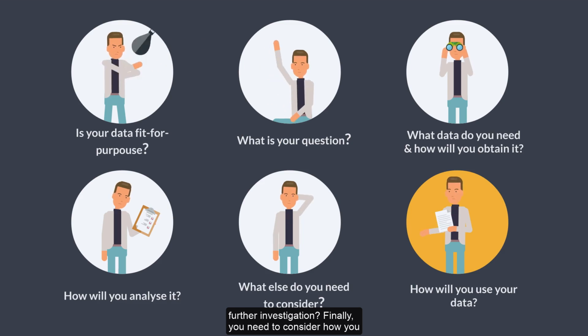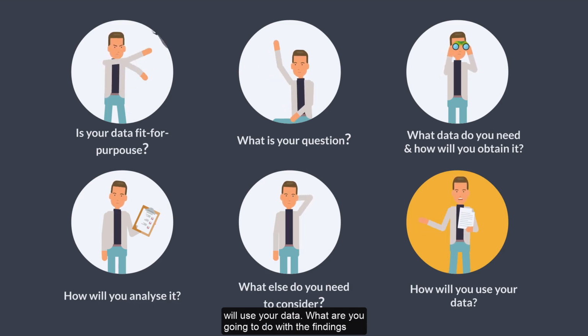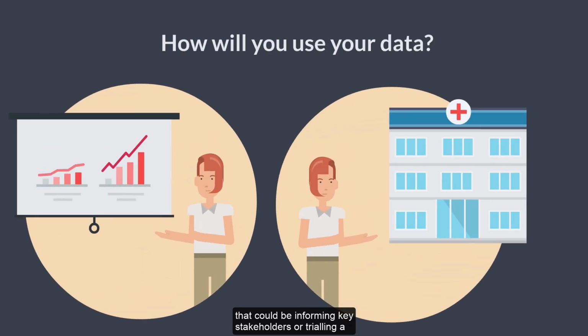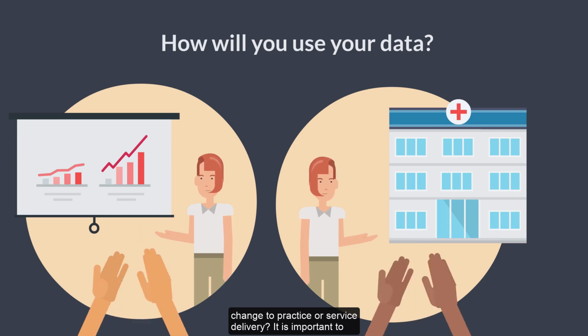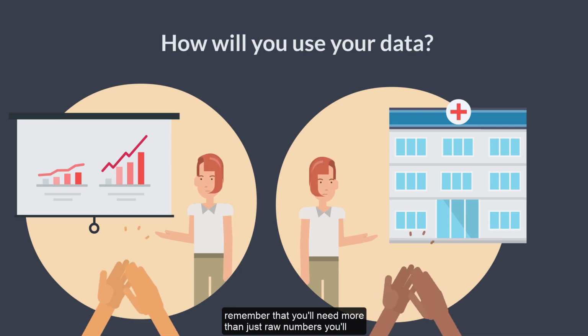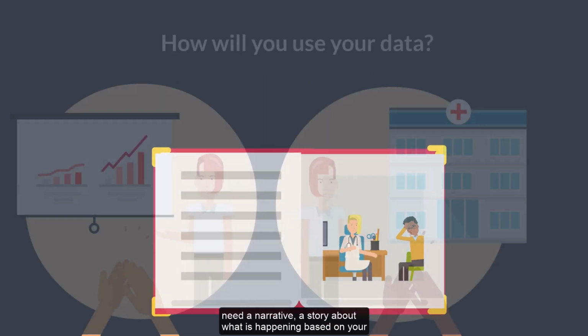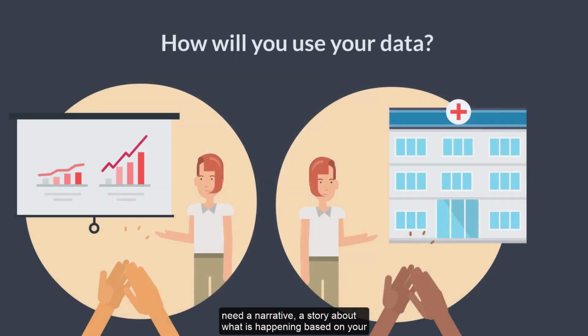Finally, you need to consider how you will use your data. What are you going to do with the findings? It could be informing key stakeholders or trialing a change to practice or service delivery. It is important to remember that you'll need more than just raw numbers. You'll need a narrative, a story about what is happening based on your understanding of your local context and the particulars of your service.